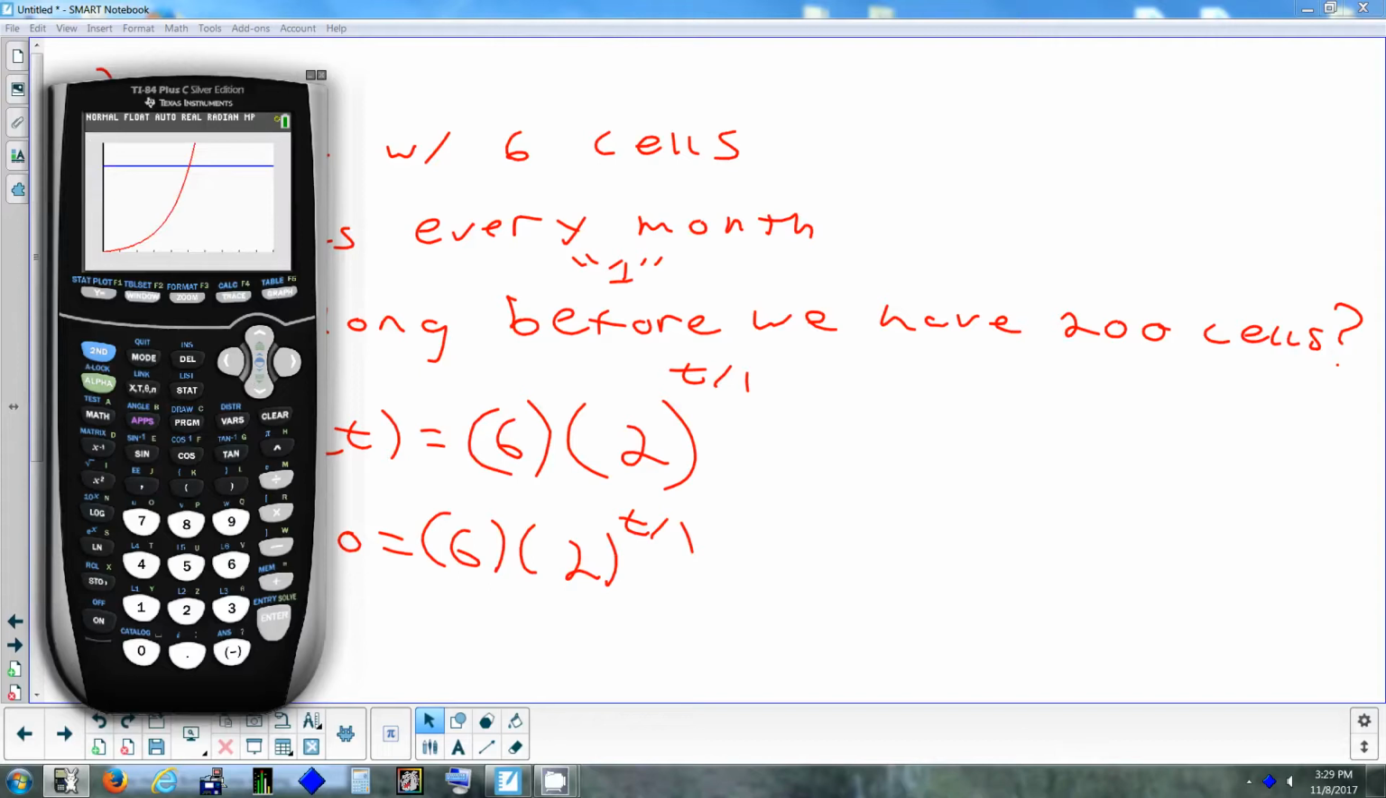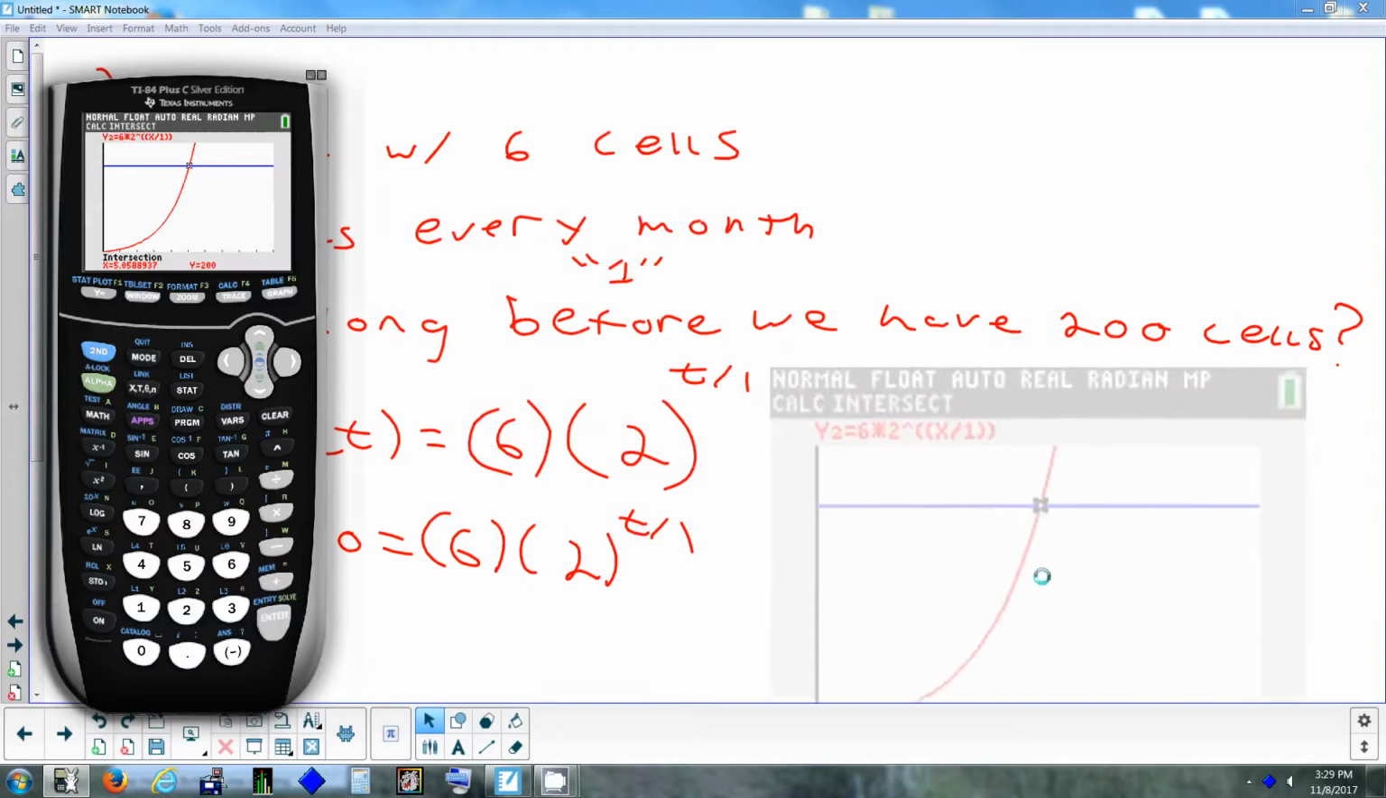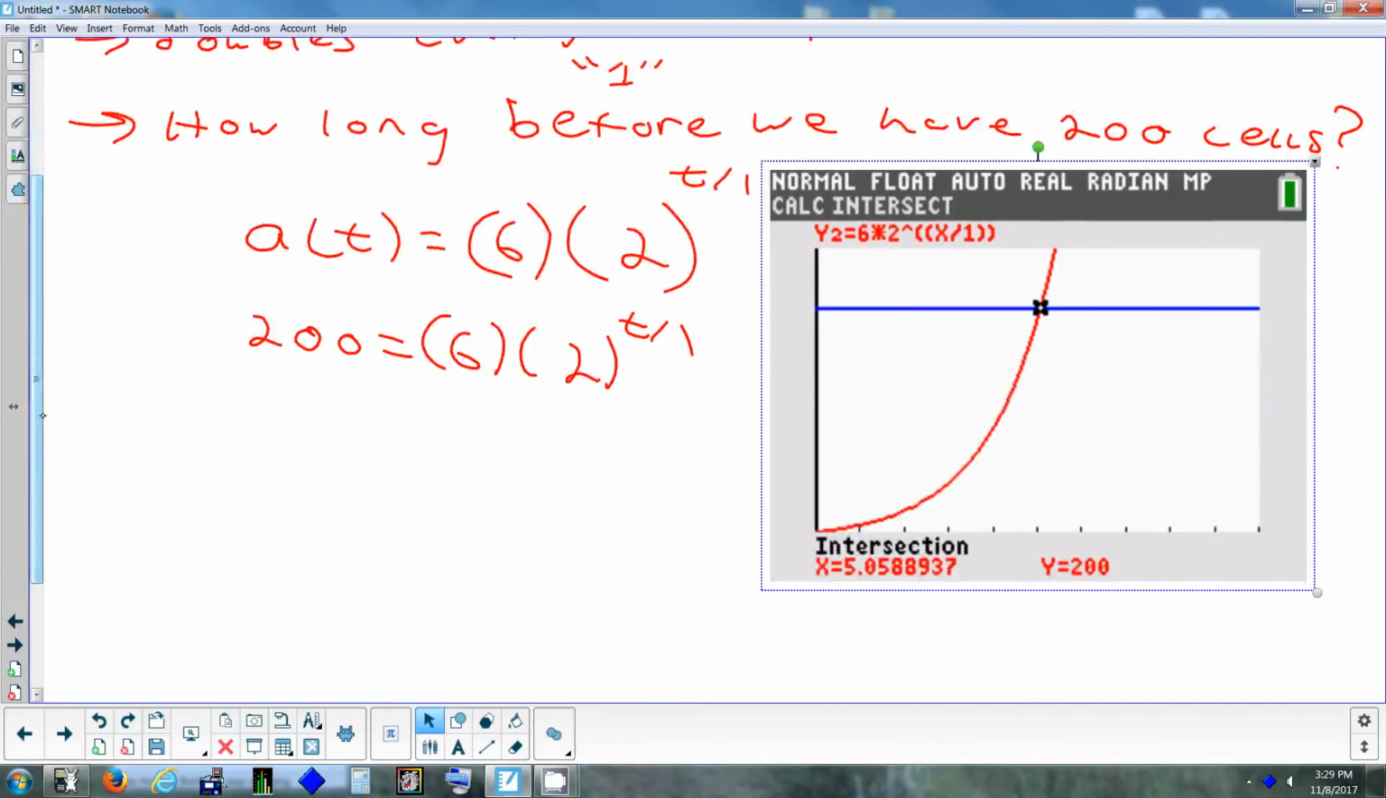So we're going to have 200 bacteria wherever they cross. So intersect after about a little over 5 months. So it's going to take about 5.1 months. Great. Any questions on that one?